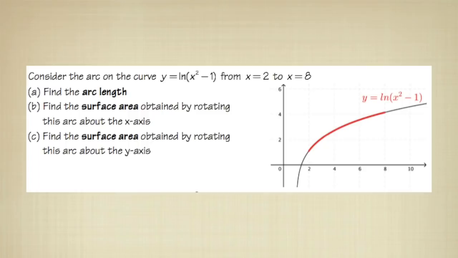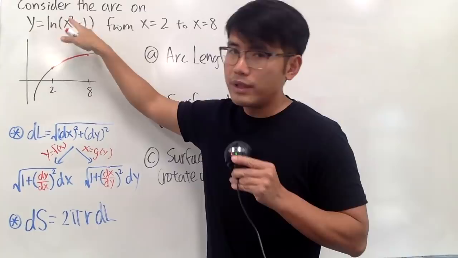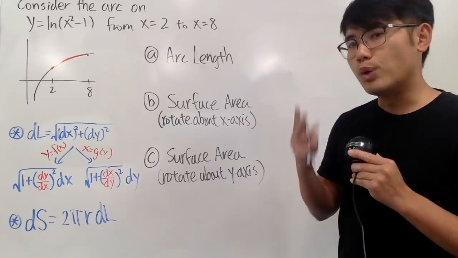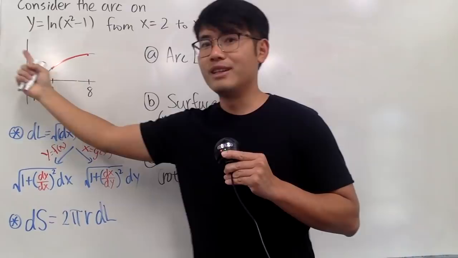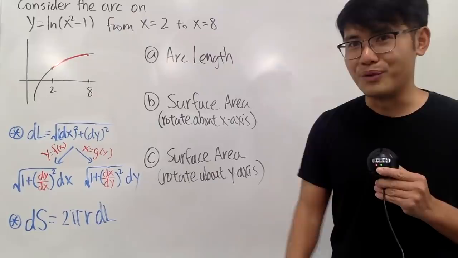Okay, in this video, we are going to consider the arc on the curve y equals natural log of x squared minus 1 from x equals 2 to x equals 8. And then we'll do three things. First, we'll find the arc length, and then we will take the arc, rotate about the x-axis, and find the surface area. And then we will take this arc, rotate about the y-axis, and find the surface area. And look at the little notes right here, prepared for you guys already.